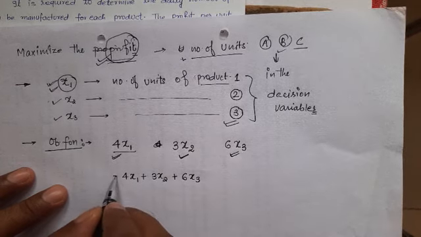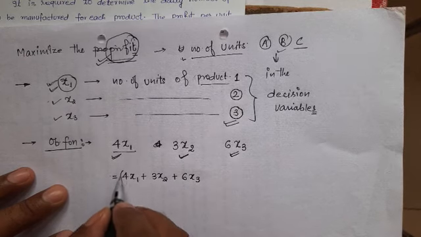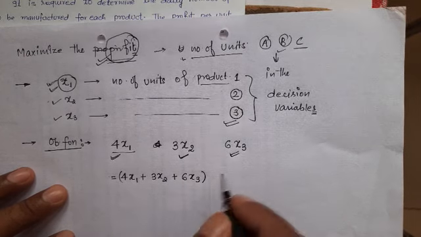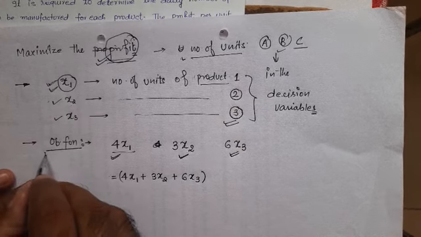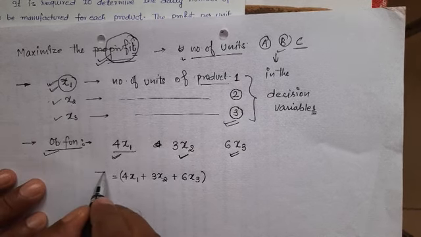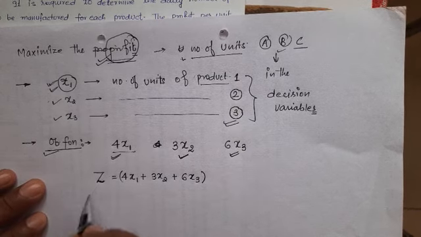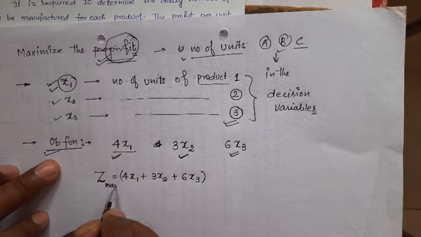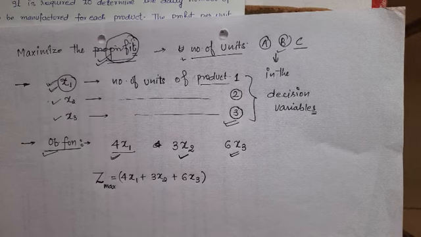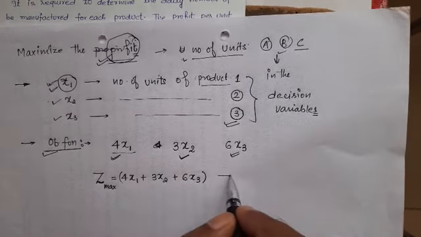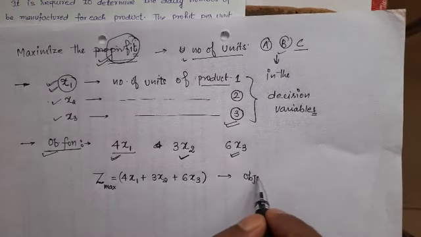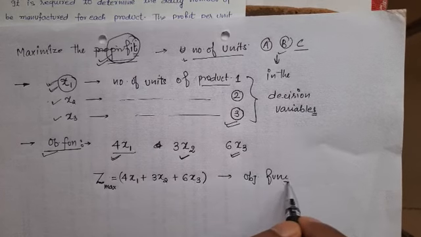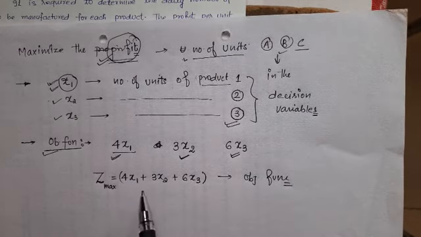So this particular relation we represent as the objective function, and we generally denote it by z, and because it has to be maximized, here I will mention it as z max. So this is the objective function, and it is in terms of the decision variables. So x1, x2, these are the decision variables.